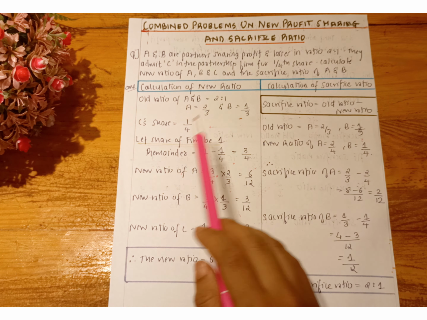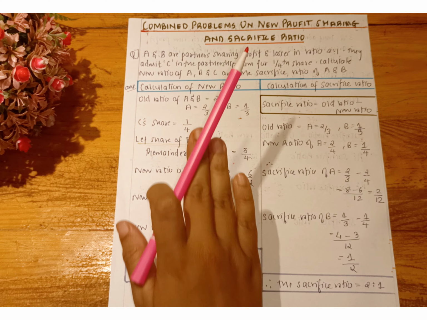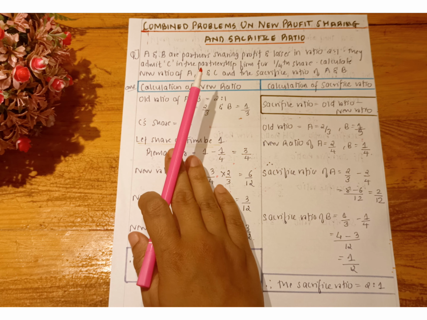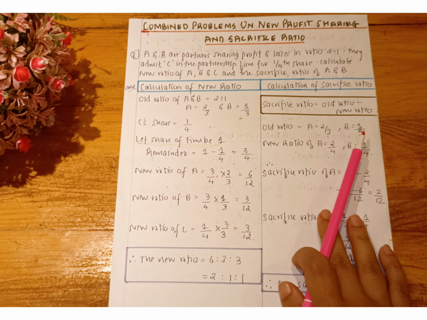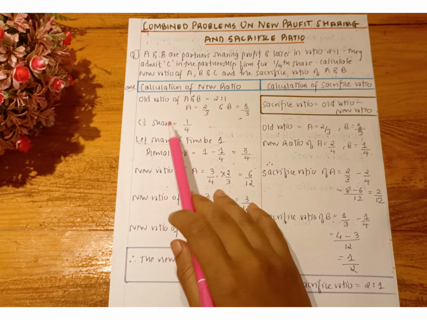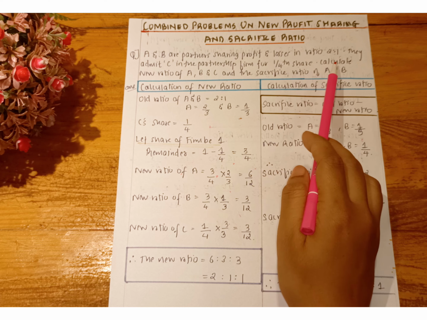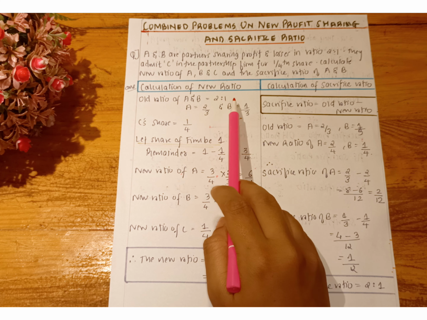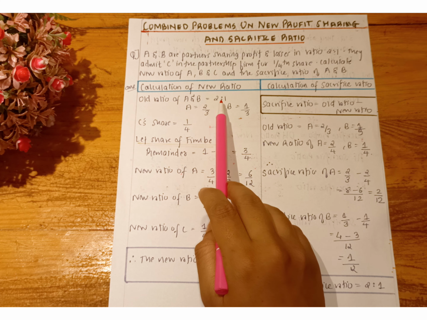Okay. So I have divided the page into two halves. On this side I am going to solve calculation of new ratio, and on this side I am going to solve calculation of sacrificing ratio. So now what you do is, first write the old ratio. Old ratio is given as 2:1. So old ratio of A and B is 2:1.